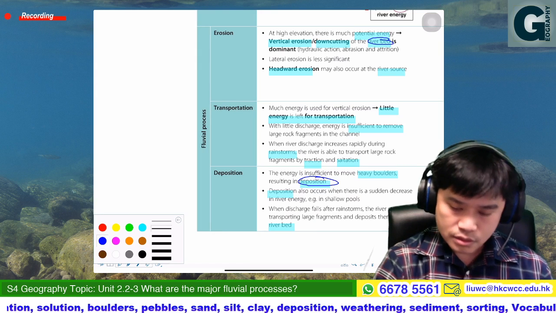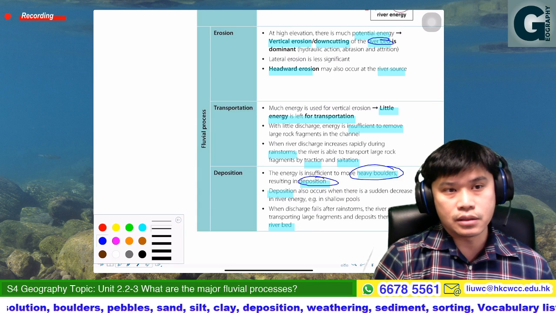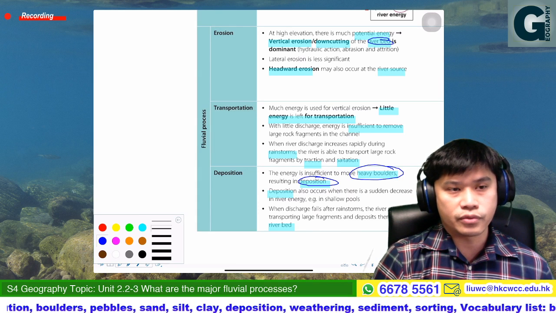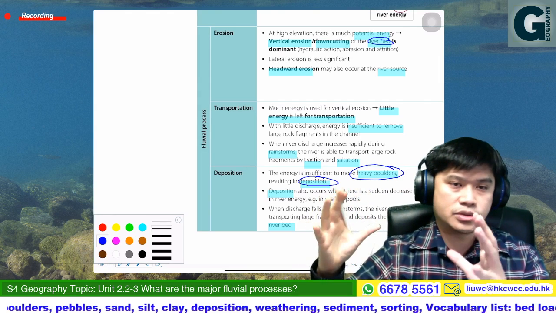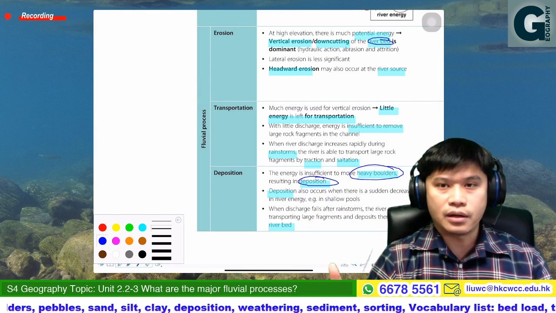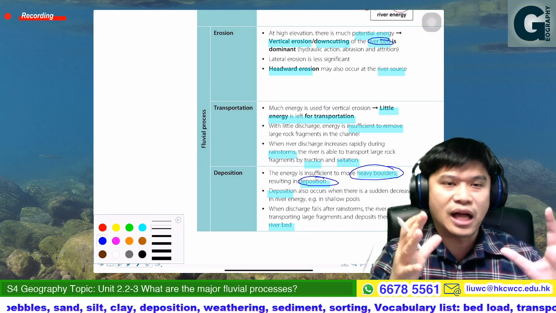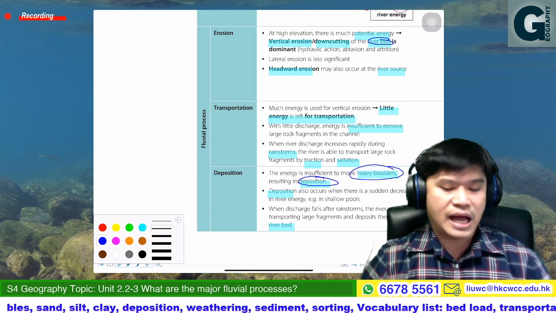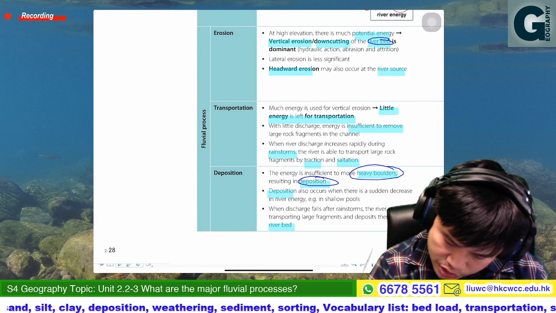So that's right. Sometimes you will see in the upper course of the river, you can see some large boulders. Why? Because the river cannot transport those large boulders to the downstream. So therefore that would be the explanation.